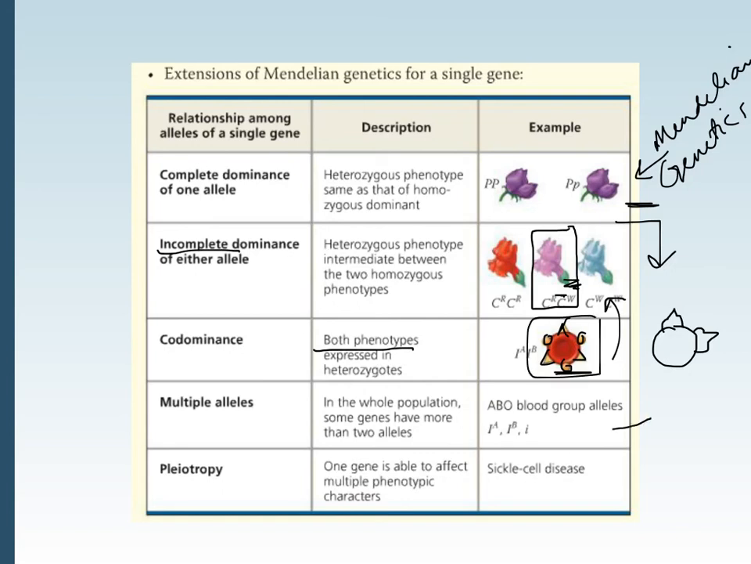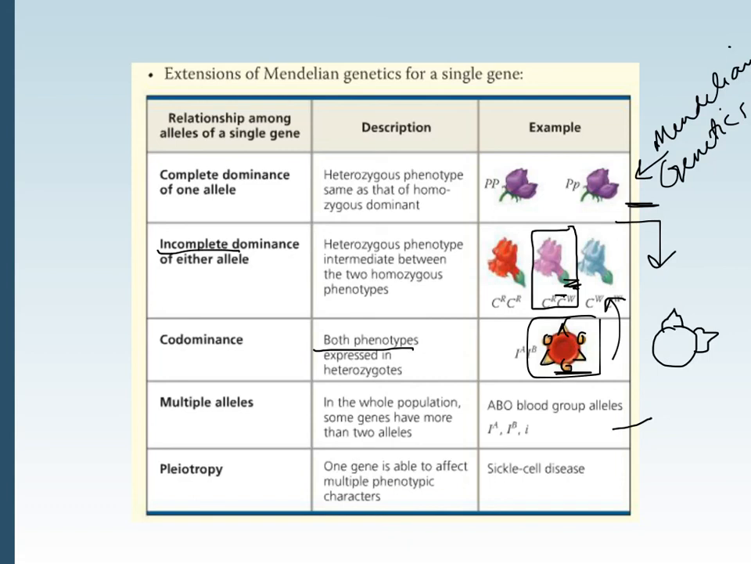Blood type is also a good example for multiple alleles, and that's just saying that everybody has 2 alleles and 2 alleles only, but the trick is that in the population you could have way more than 2 alleles. Blood types is really an easy one to know, because you can have the A blood type, the B blood type, or the O blood type, and you get 2 alleles for those regardless. And then we had pleiotropy, and pleiotropy is when one gene can affect many phenotypic characteristics.